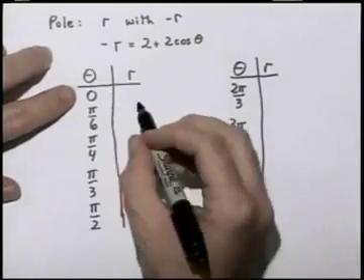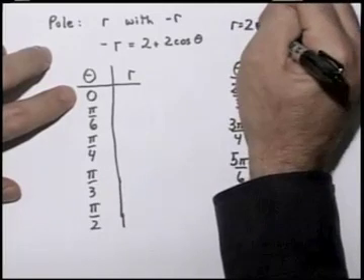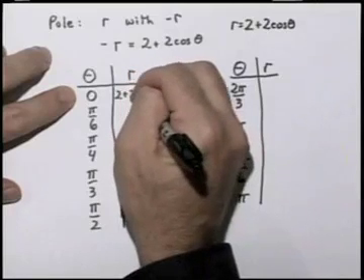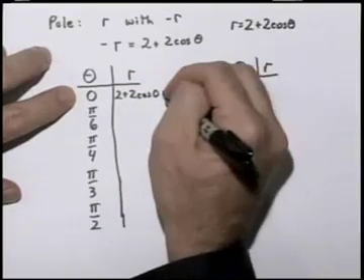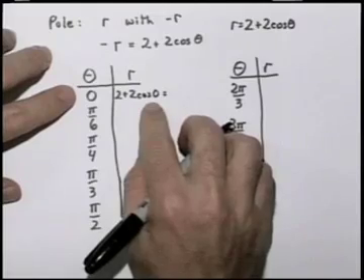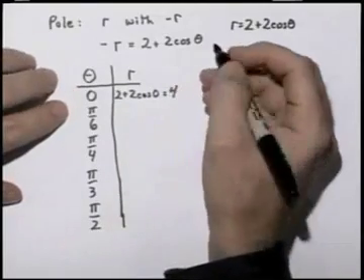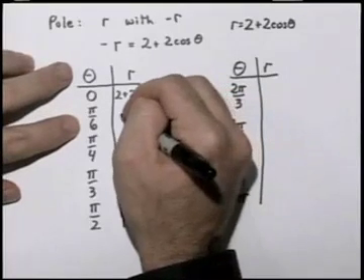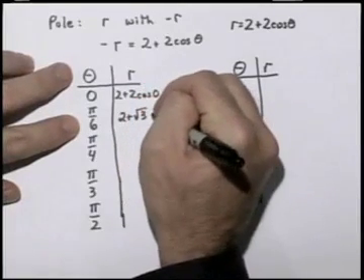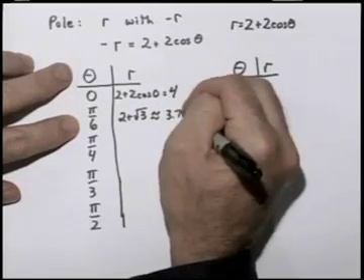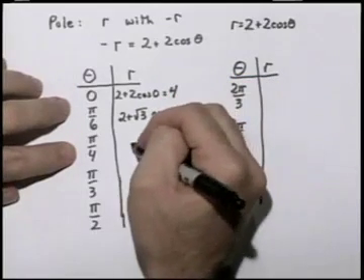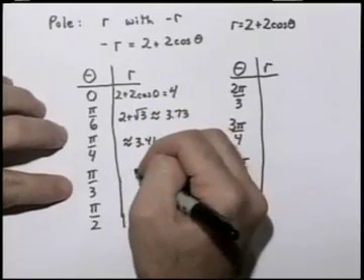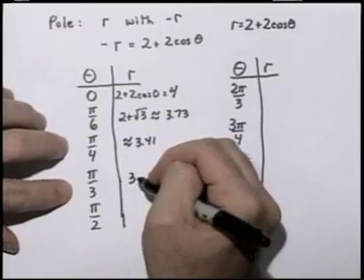So for example, when theta is 0, r, remember, is 2 plus 2 cosine of theta. So I have 2 plus 2 cosine of 0. Cosine of 0, you recall, is 1, so I have 2 plus 2, or 4. Continuing in this fashion, I get that when theta is pi over 6, r is 2 plus the square root of 3, which is about 3.73. At pi over 4, r is about 3.41. At pi over 3, r is exactly 3.